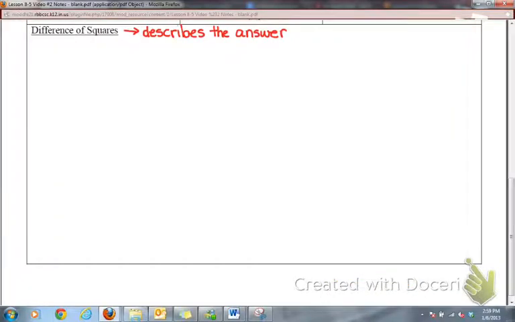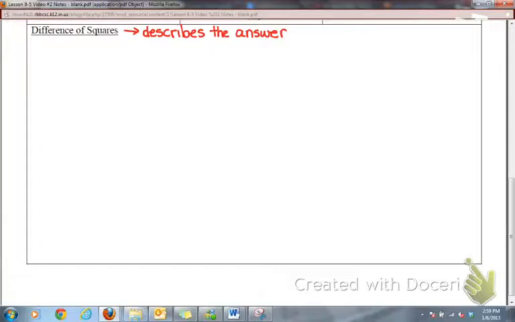For our third type of special product, it's called the difference of squares. And the title of this special product really is describing what the answer looks like. In the other two, square of a sum was describing what the problem looked like. It was an addition problem that was then being squared. Or square of a difference is a subtraction problem that was then being squared.